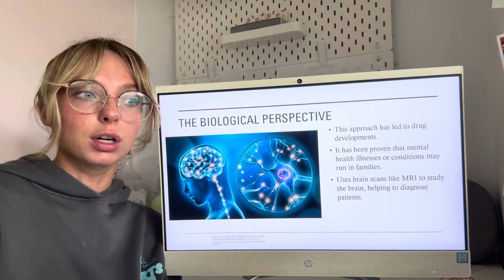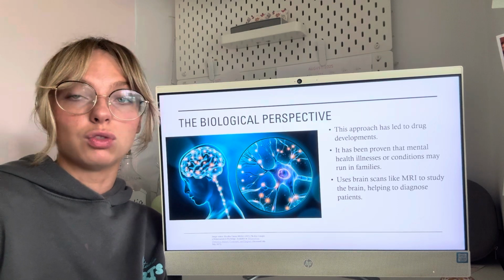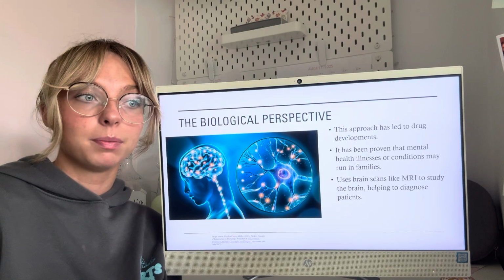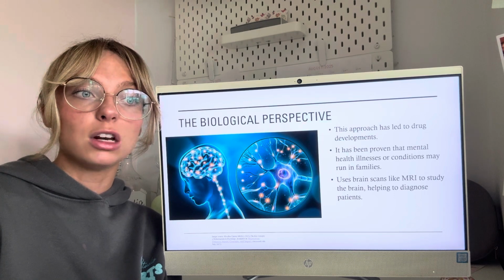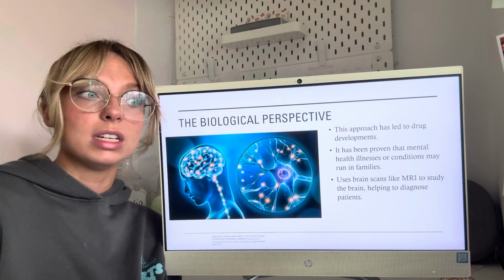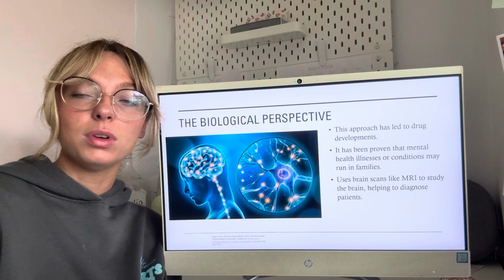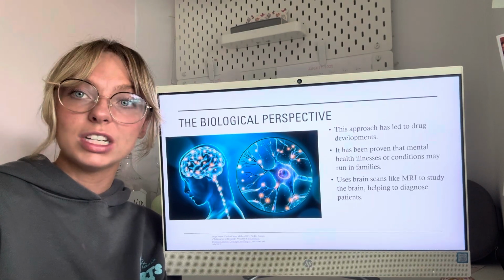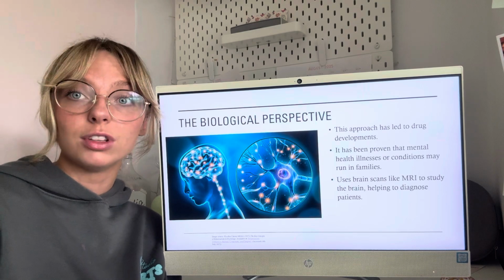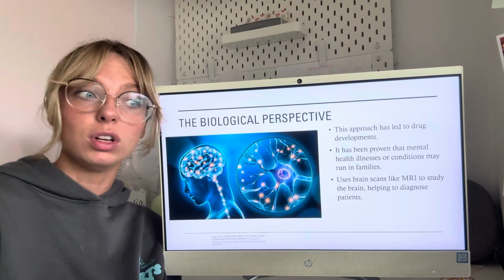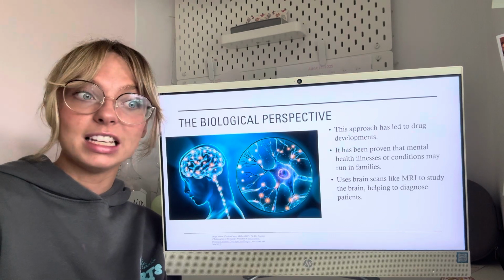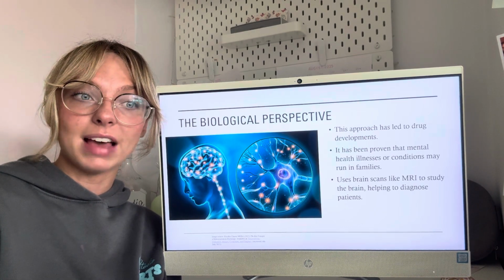Just like the behavioural approach, the biological approach has revolutionised the way we look at how behaviour is caused and how we can help. This approach focuses on the biological processes in the body, which now has led to drug development for people with anxiety and depression. This perspective has used twin and genetic studies, and it has been proven that mental illness or conditions may run in the family. Studies like this may lead to early diagnosis, meaning treatment is more likely to be effective.